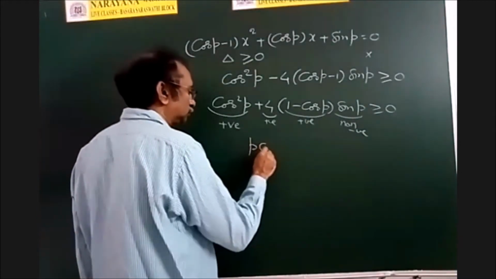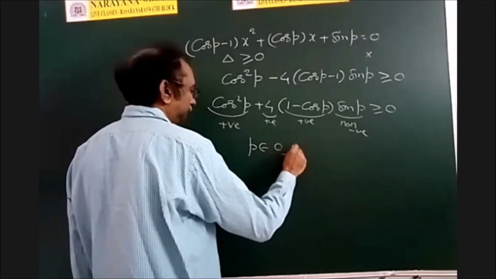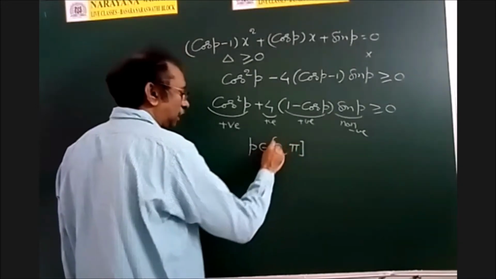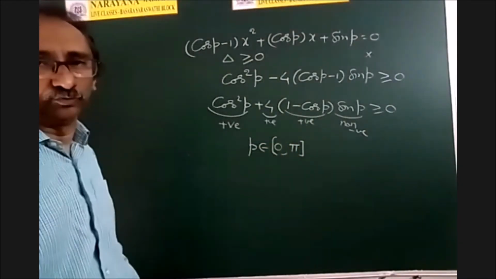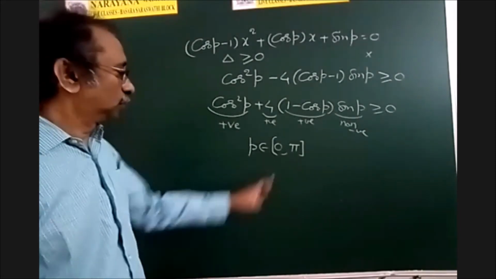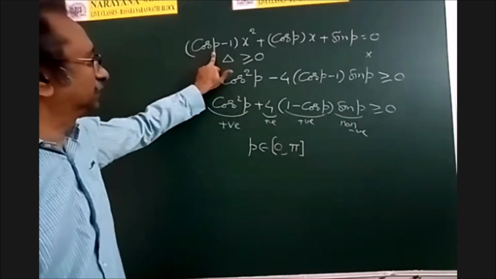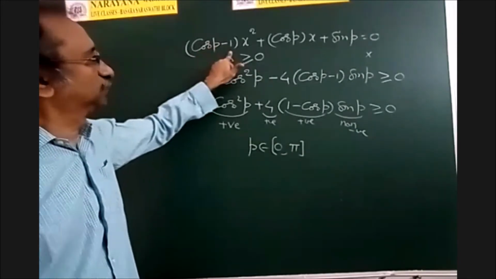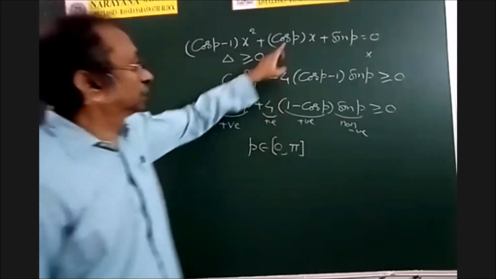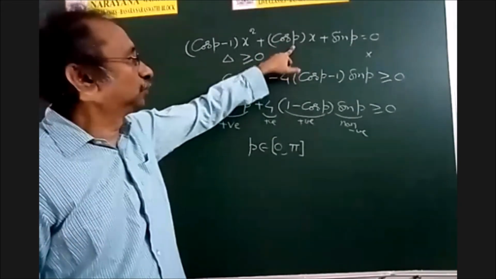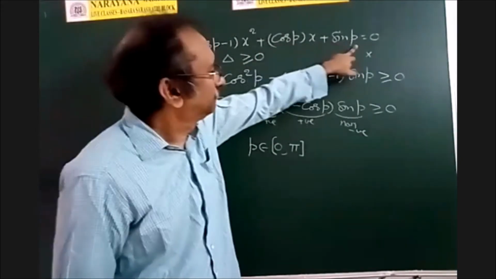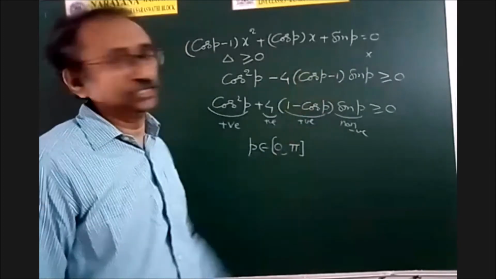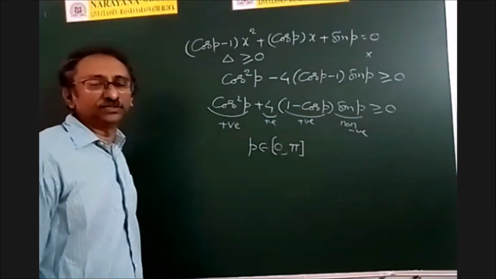So P belongs to 0 to pi. Whether open interval or closed interval, that we have to verify further. So if you put P is equal to 0, what happens? This is 1 minus 1, 0. So here cos 0 is 1, into x, plus sin 0, 0. And therefore definitely x is equal to 0.